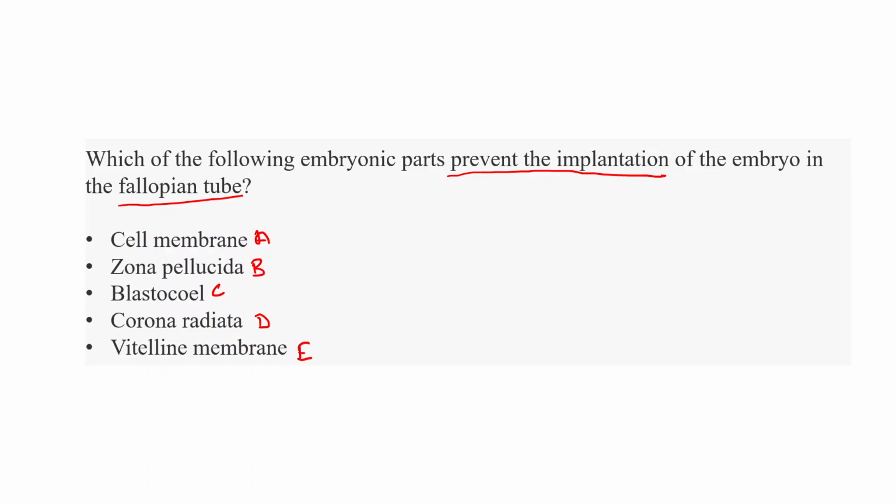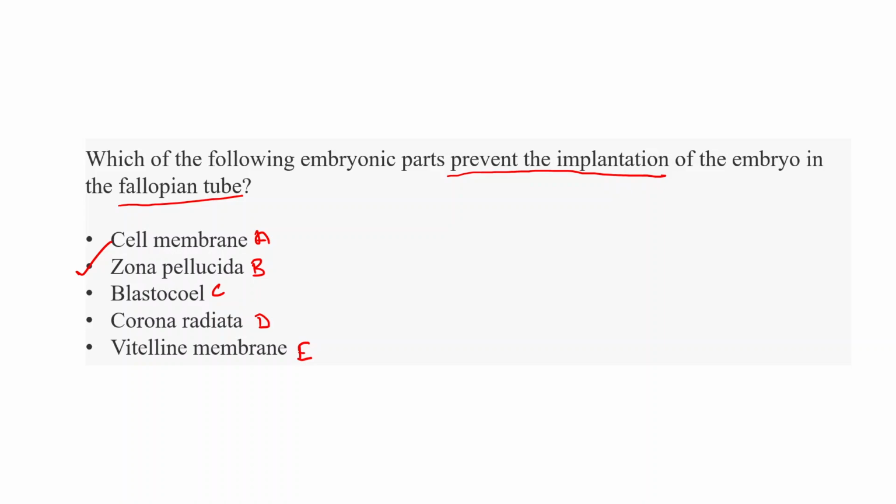Okay, so let us discuss this question. The correct answer for this question is zona pellucida, that is option B. Why is zona pellucida the correct answer? See, zona pellucida is a glycoprotein coat which surrounds the mammalian oocytes and early embryo, and it remains intact up to the blastocyst stage. It prevents the premature implantation of the embryo in the fallopian tube, and this premature implantation in the fallopian tube is termed ectopic pregnancy.